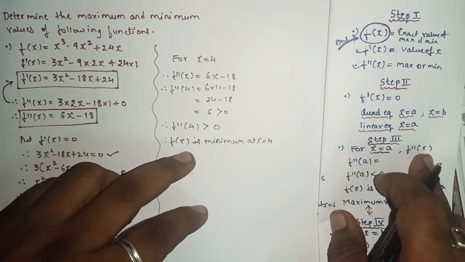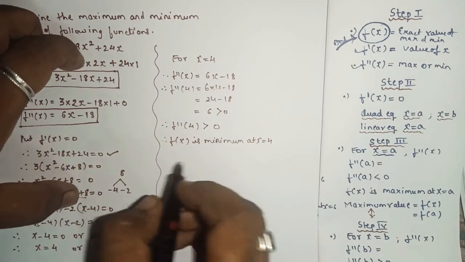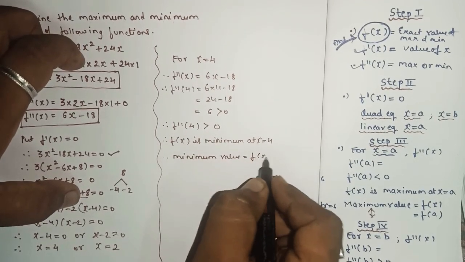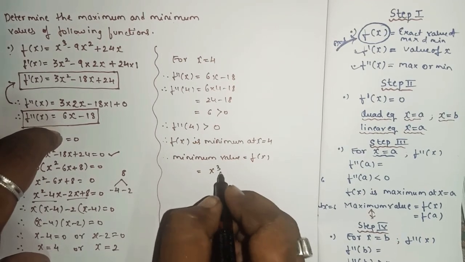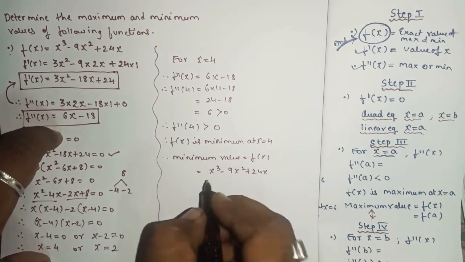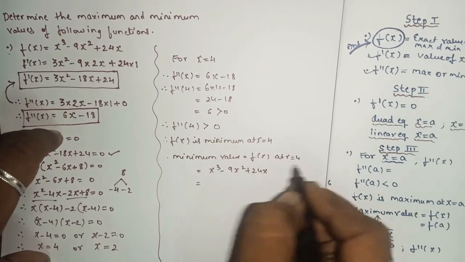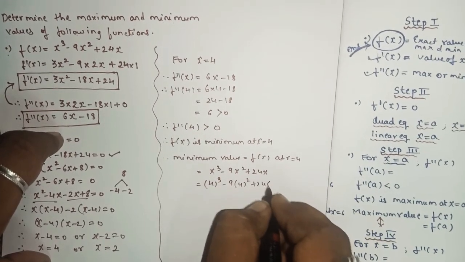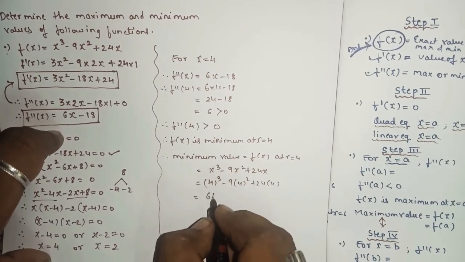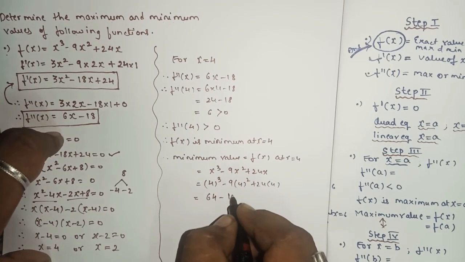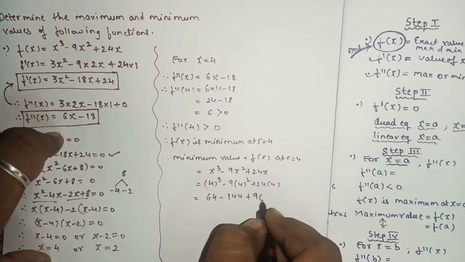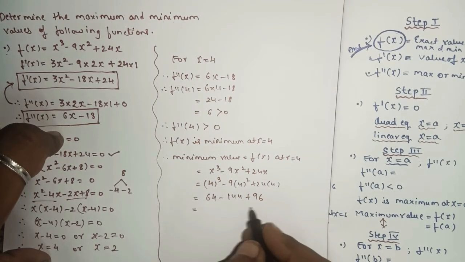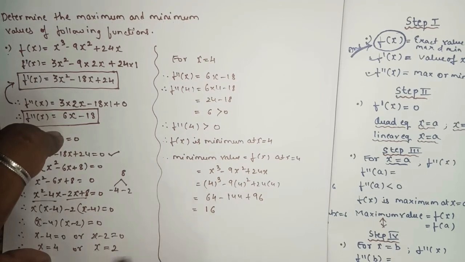So now we have to find the exact value of maxima or minima. To find the exact minimum value, we'll substitute the value in f of x. Here f of x is x cube minus 9x square plus 24x. At x equals 4, we'll replace the value of x by 4. So 4 cube is 64, 4 square is 16, 16 nines are 144, and 24 fours are 96. So 64 minus 144 is minus 80, plus 96 gives 16. So here we got the answer 16.